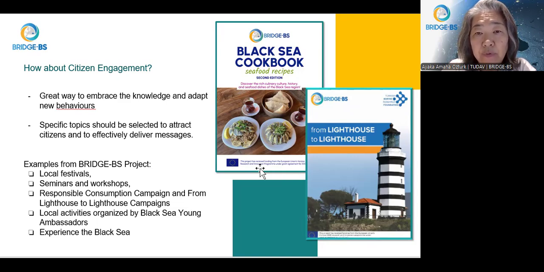Another book was published on lighthouses in the Black Sea to raise awareness of the marine beauty and heritage of the Black Sea. Also, local activities were organized by Black Sea Young Ambassadors. And there were some occasions to experience the Black Sea in many different ways.